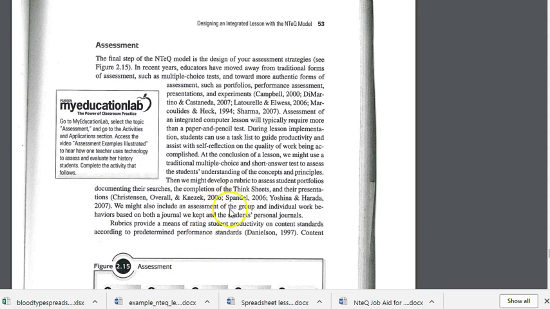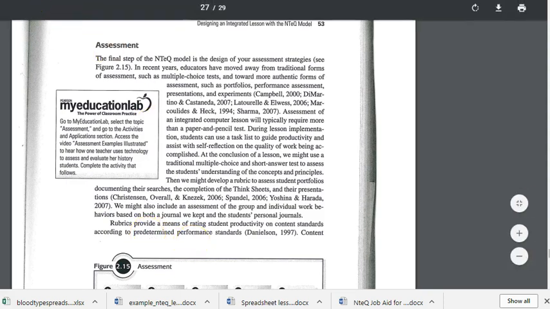You might even include assessment of the group and individual work behaviors based on a journal that the teacher keeps and the librarian, and that students keep as their own personal journals. But rubrics provide a means of rating students' productivity on content standards according to predetermined performance standards.